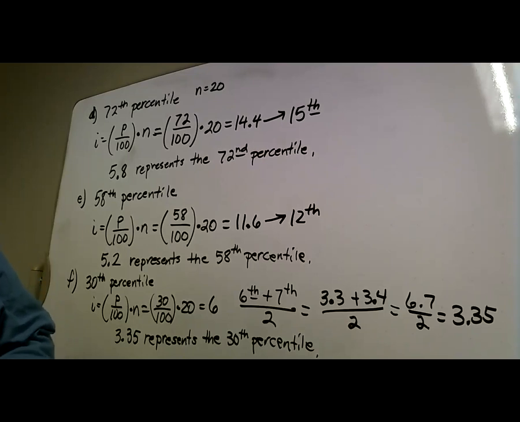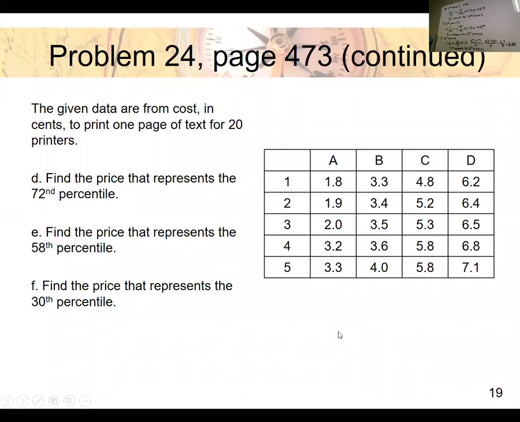Any questions about problem number 24? Okay, and I split that particular problem into 2 parts. The first 3, A, B, and C, you have to actually find the percentile for that particular data value. And then D, E, and F, you have to find the data value that corresponds to that particular percentile.